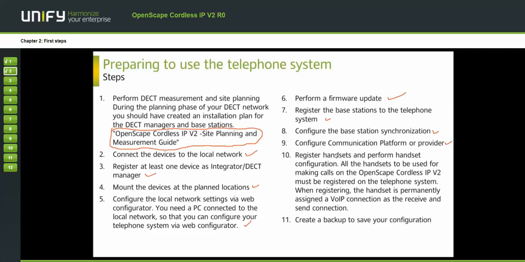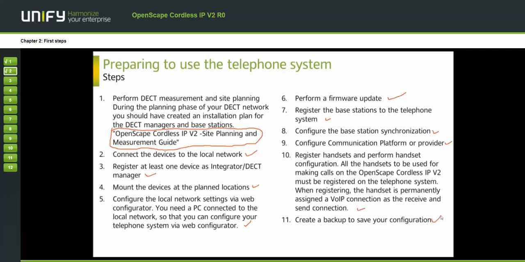So when installing the base stations, take into account the technical conditions for positioning and the installation guidelines, which are described in the OpenScape Cordless IP version 2 service guide. This includes the site planning mentioned earlier. Then install the DECT base stations on the positions you've determined when planning or measuring your DECT wireless network.